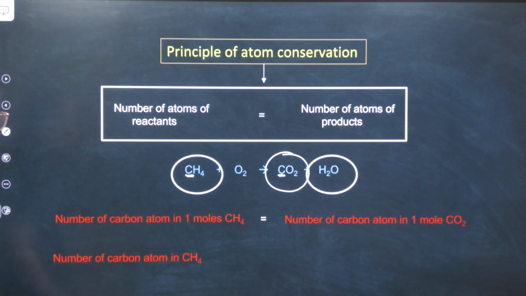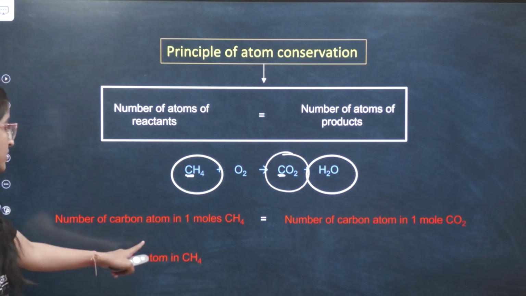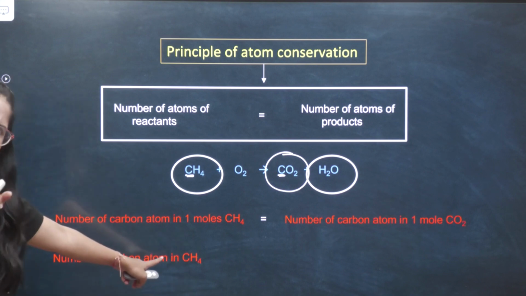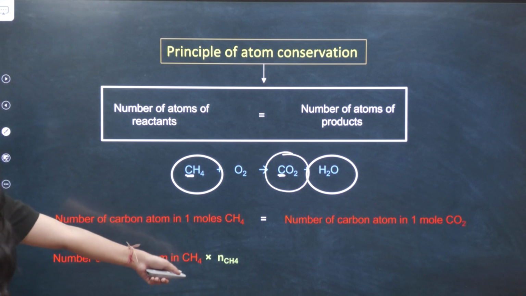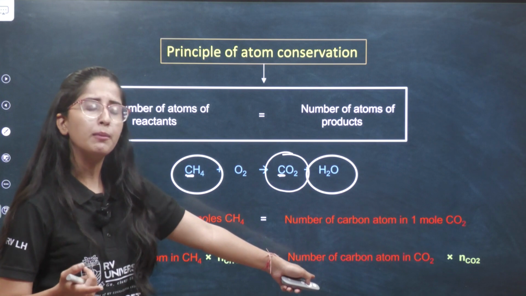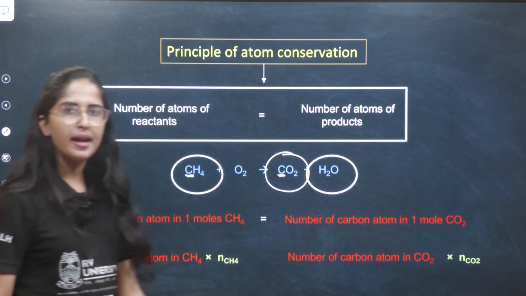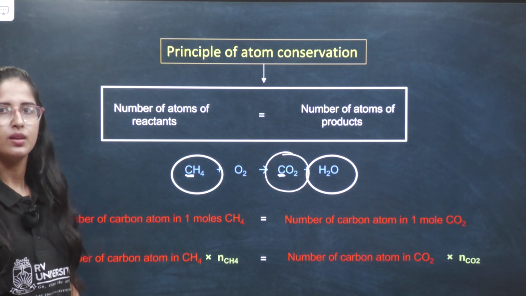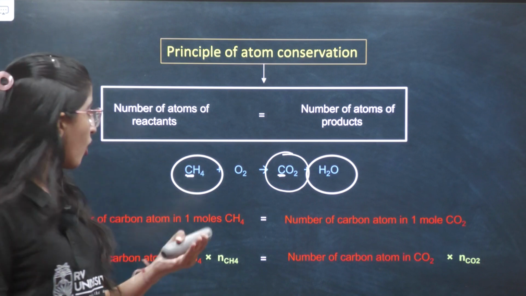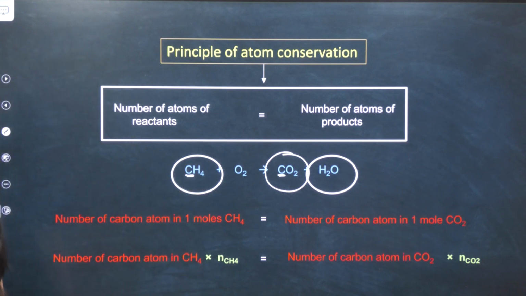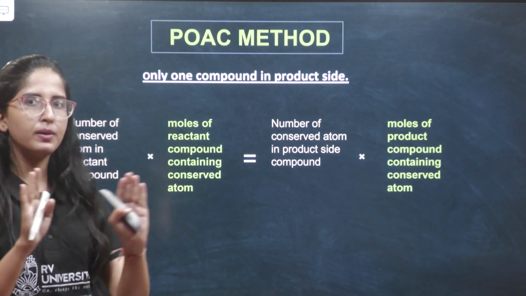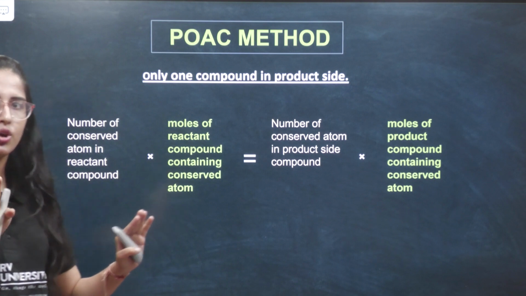Understood? So it will be equal to the number of carbon atoms in CH4. 1 molecule of CH4 contains 1 carbon atom, and you will multiply it by the number of moles given, which is equal to the number of carbon atoms in CO2. How many carbon atoms are present? 1 carbon atom, multiplied by the number of moles of CO2. From this equation, you can easily calculate the mass of carbon. Understood?